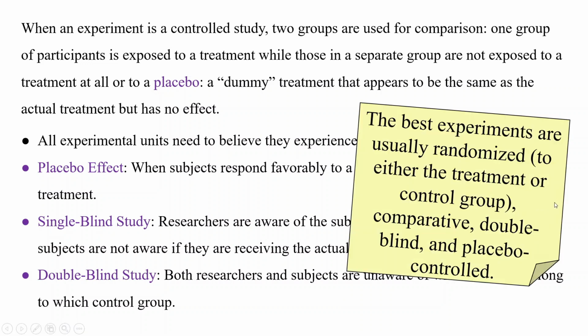I want to end this section of notes with a few examples. Oh, and before I end, I do want to say this. The best experiments are randomized, to where the subjects or experimental units are randomly assigned to the treatment or control group. They are comparative, meaning that they compare 2 or more treatments. They're double blind, right? Researchers and subjects don't know the treatment that they are receiving. And they're placebo-controlled, meaning that you do have that control group and you do place a placebo if necessary.